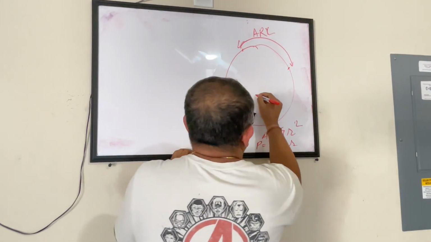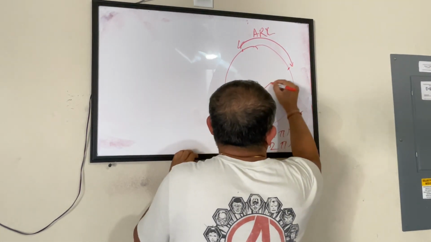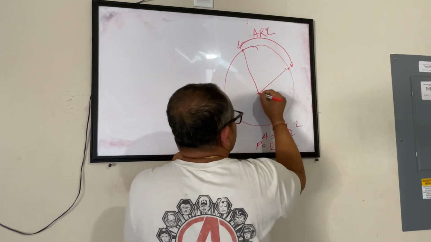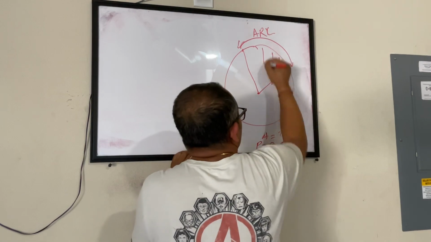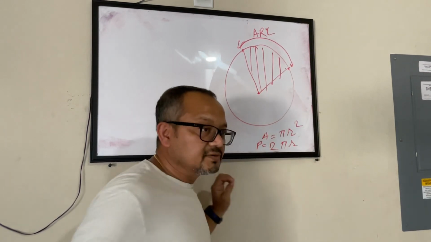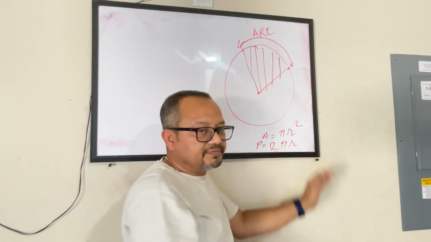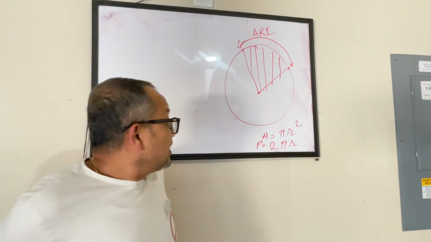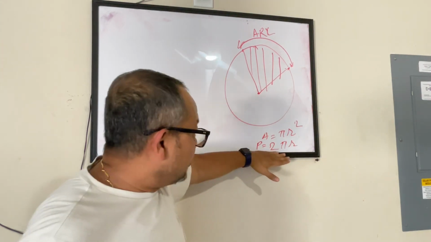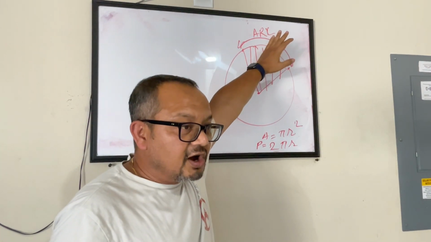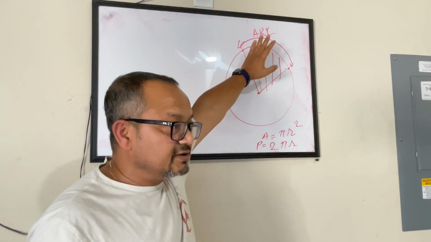And if I join these 2 points to the center, this is called sector. This is nothing but a partial area of the circle basically. And by knowing these 2 formulas, can we find out the length of the arc or area of the sector? How?